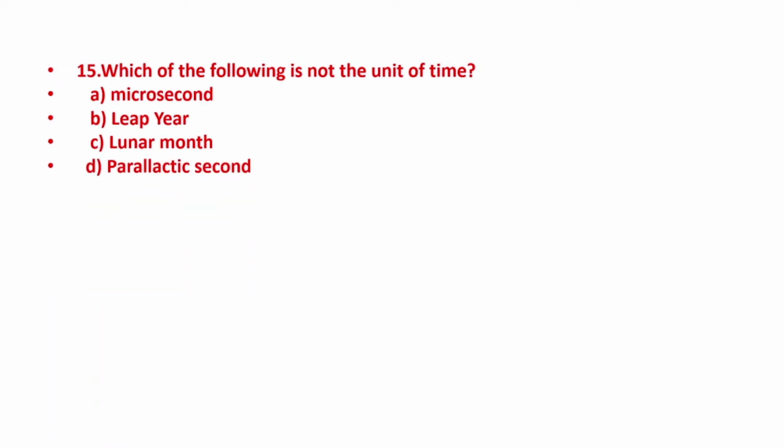Which of the following is not the unit of time? Lunar month is the month taken as per the moon's revolution. Month, year, second, all are time. Microsecond means 10 power minus 6 second. Leap year is 365 plus 1 days, 366 days. Lunar month is about 28 days. Parallactic second is nothing but parsec.